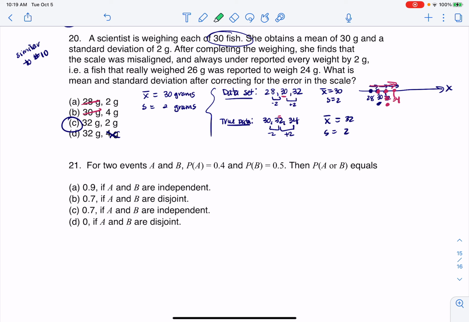So again, you can see that the mean did increase by 2, right? And we'll go with blue, but the standard deviation stayed the same. That's why I'm going with answer C. So similar to number 10, if you get gut feelings about this, go with your gut. And if you don't have gut feelings, then make up some data sets that kind of help you through this process.